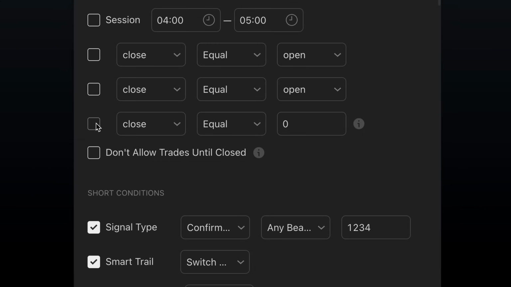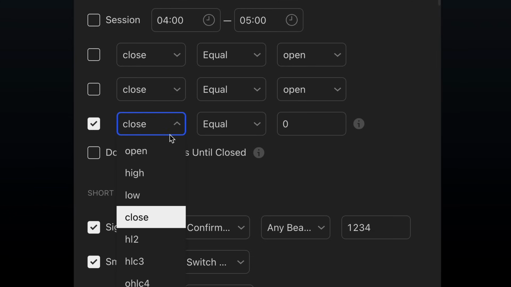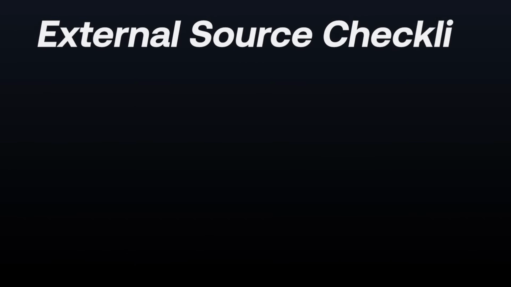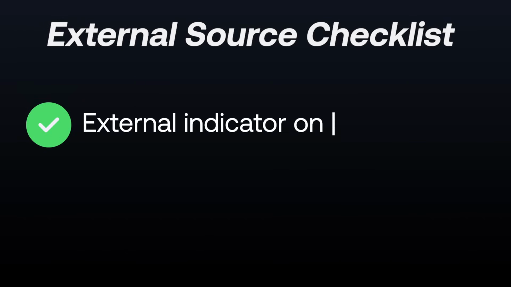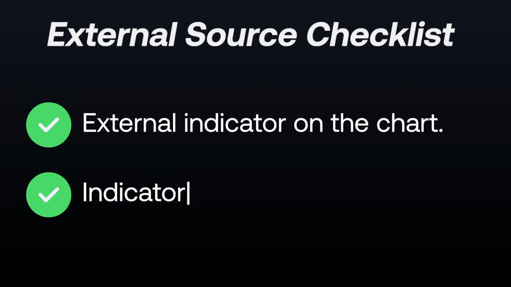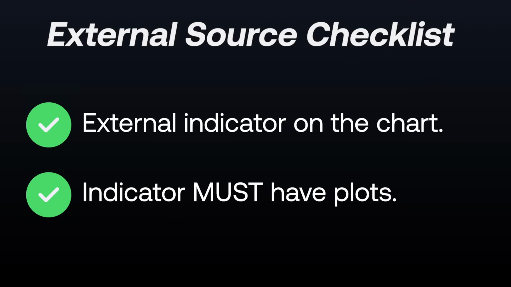One of these three external sources allows you to input a specific value, and that field also accepts placeholders such as close, high, and low. For the external source to work, you must have your external indicator on the chart, and the indicator must provide a plot for the signal you want to use in the backtester.